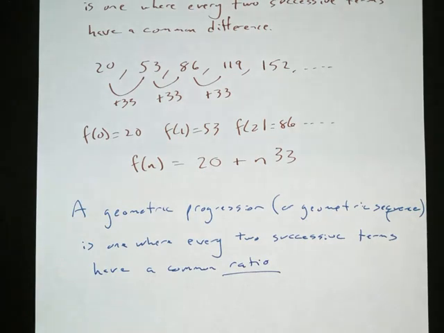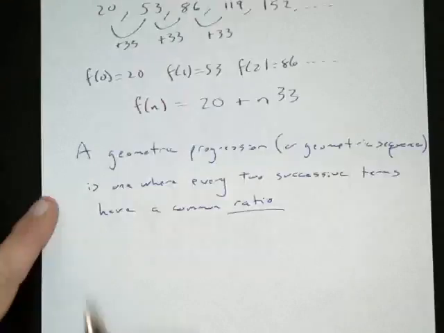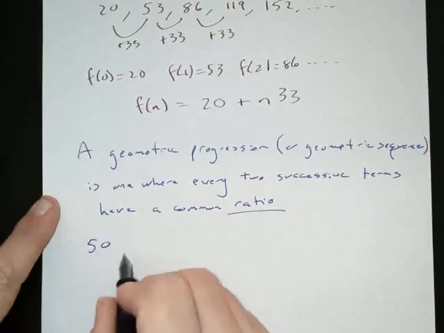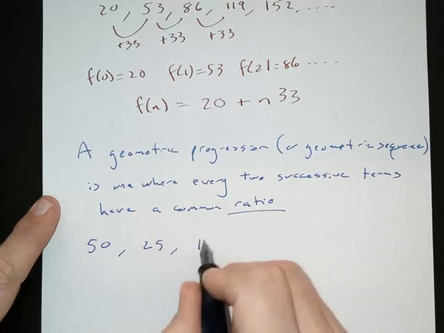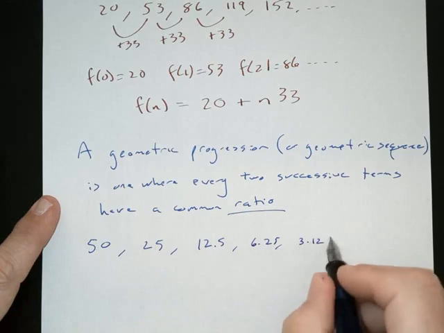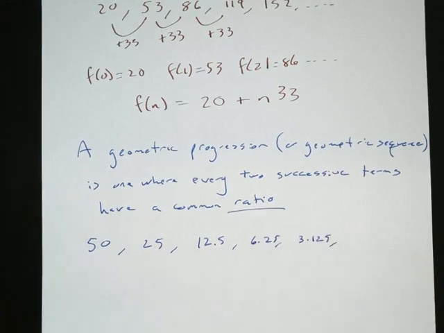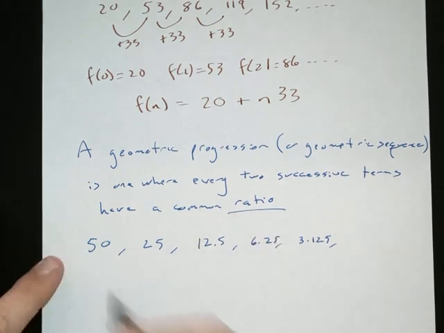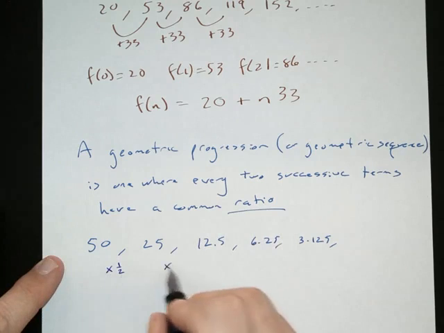So I'll run with 50 this time. If I start with 50, let me pick a small number for a ratio. What did I do to get from each term to the next one? I divided by 2, or I multiplied by a half. Since I'm thinking of this as a ratio multiplication, I'm going to think of it as multiplying by a half.